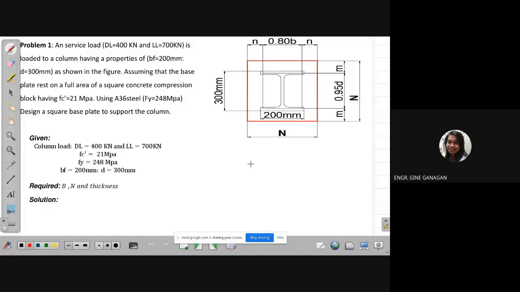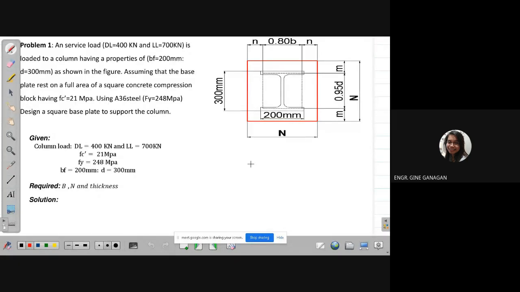Okay, so we have here a problem. Before we proceed to our problem, are there any questions before we proceed sa ating problem solving? Wala? Okay. So, proceeding dito sa ating problem 1.